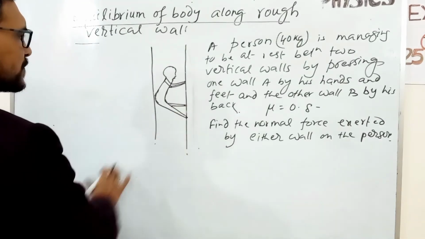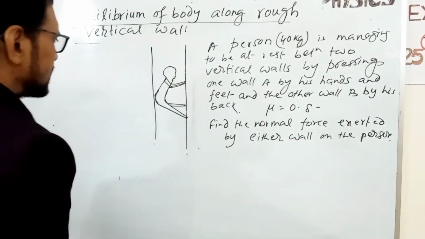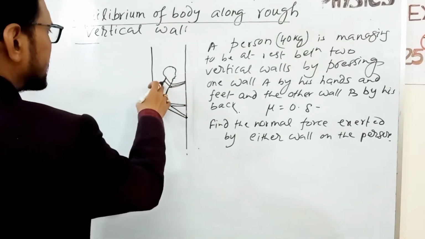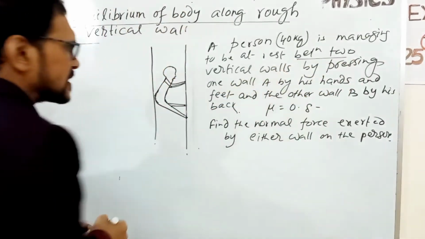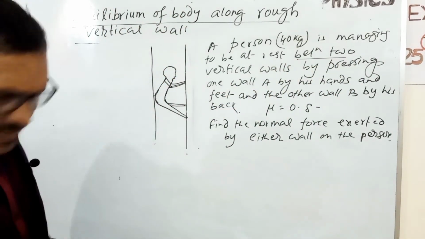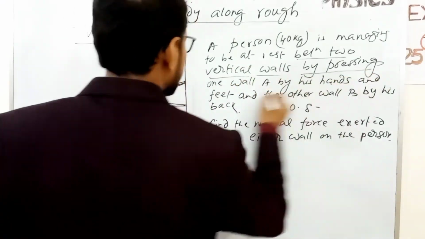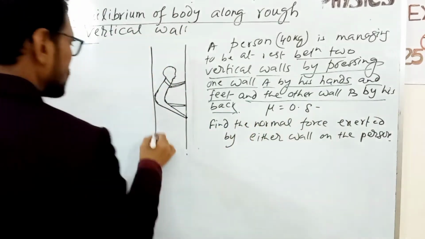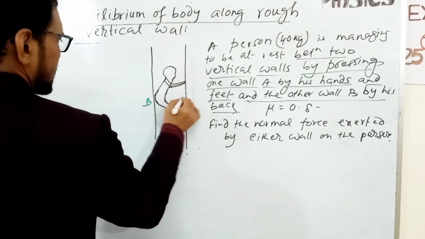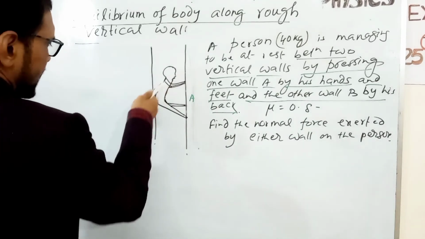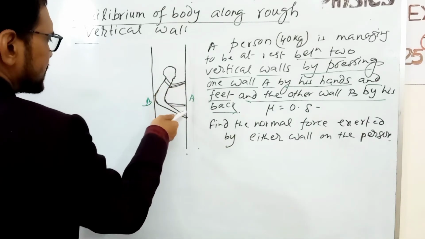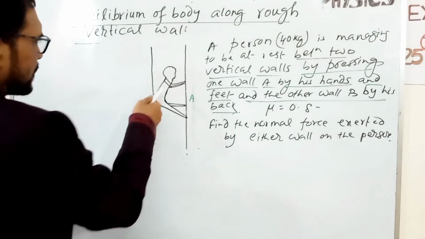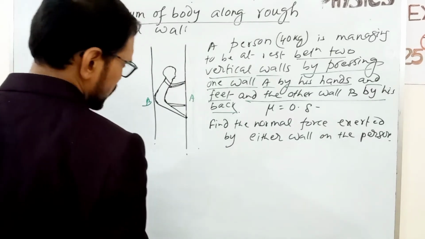This is one problem. Suppose two vertical walls are present and a man is at rest between the two vertical walls, pressing one wall A by his hands and feet, and the other wall B by his back. So this is wall B and this is wall A. The man presses this wall by his hands and feet and presses wall B by his back so that the man can be at rest.